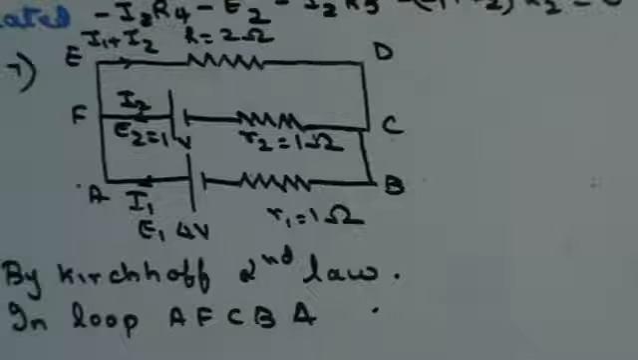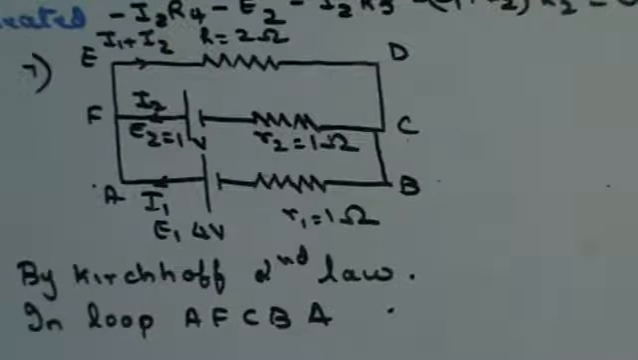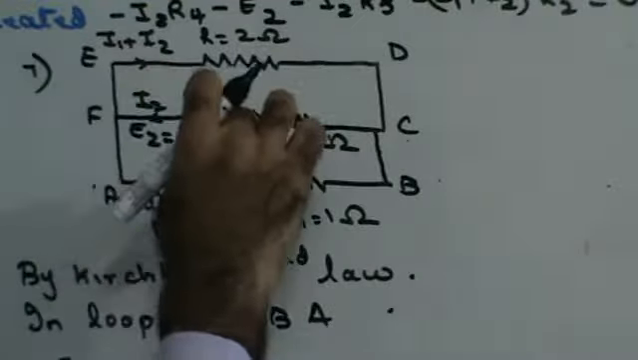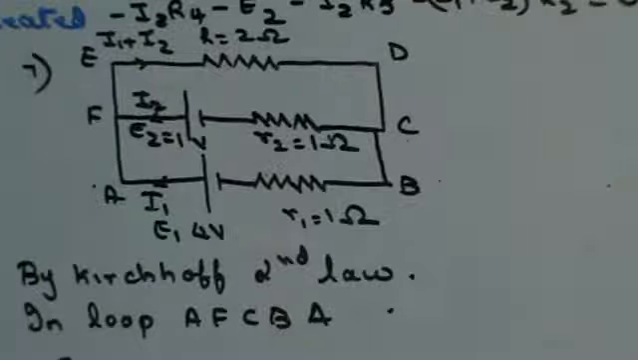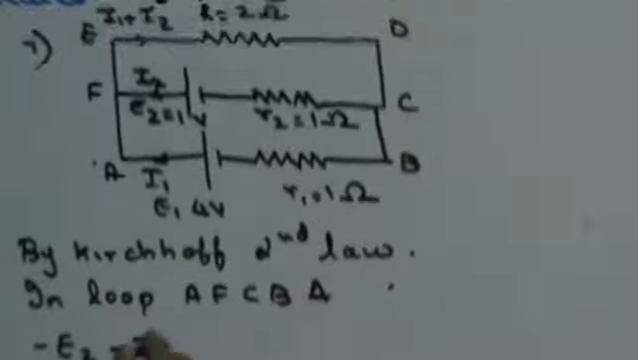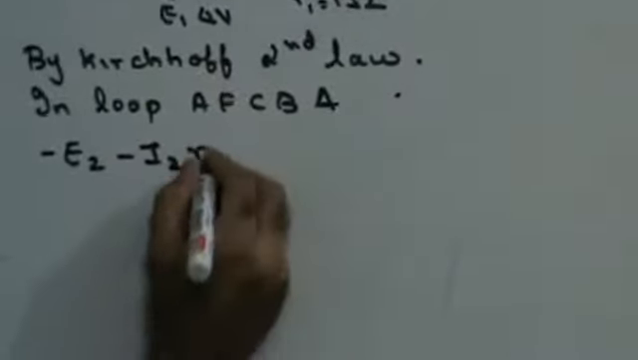AFCBA. Now, I'm moving from F to C. As I move from F to C, the EMF E2 is sending current in the direction from C to F, whereas the loop is being traced from F to C. So in that case, this EMF will be treated as negative. Now, as I move from F to C, current is leaving the node at F. Therefore, this particular current will be treated as negative. So minus I2R2.